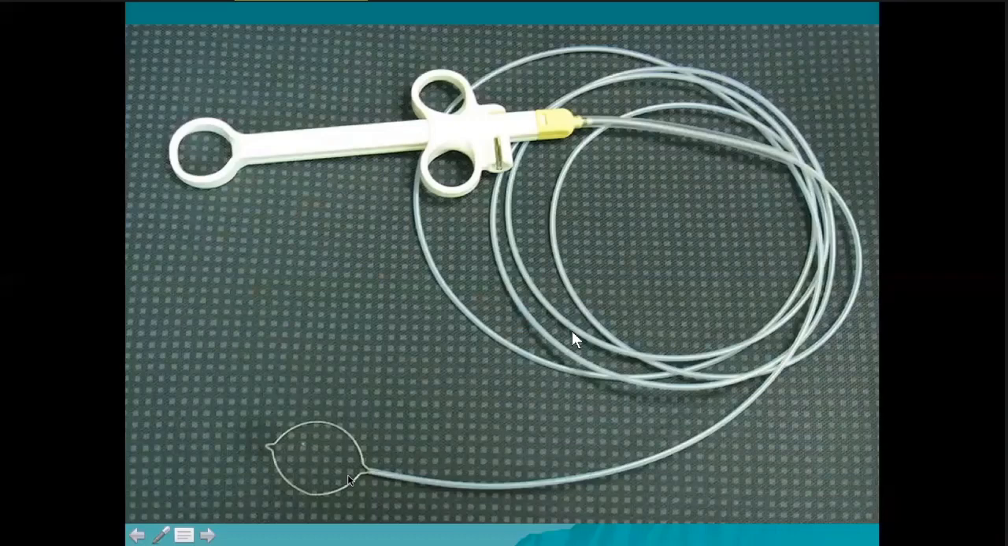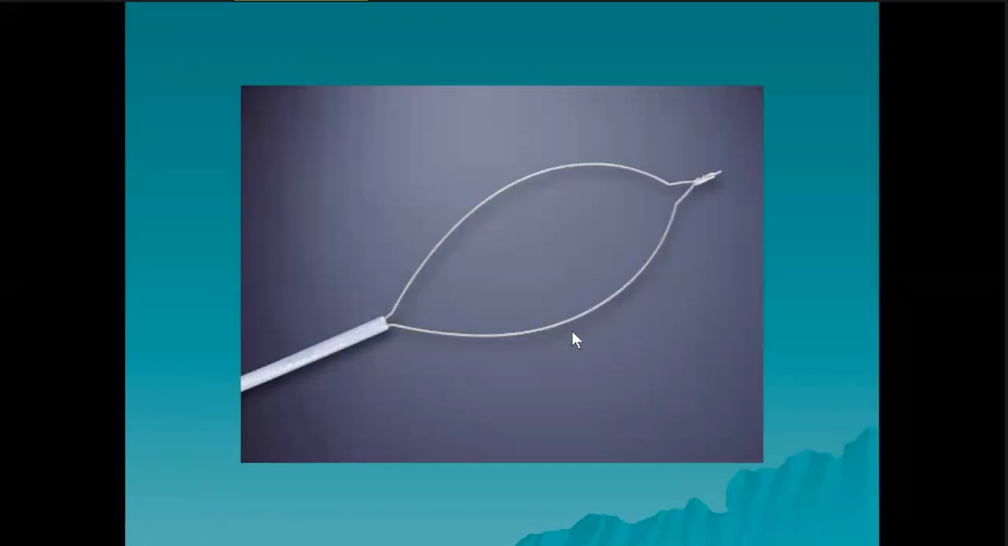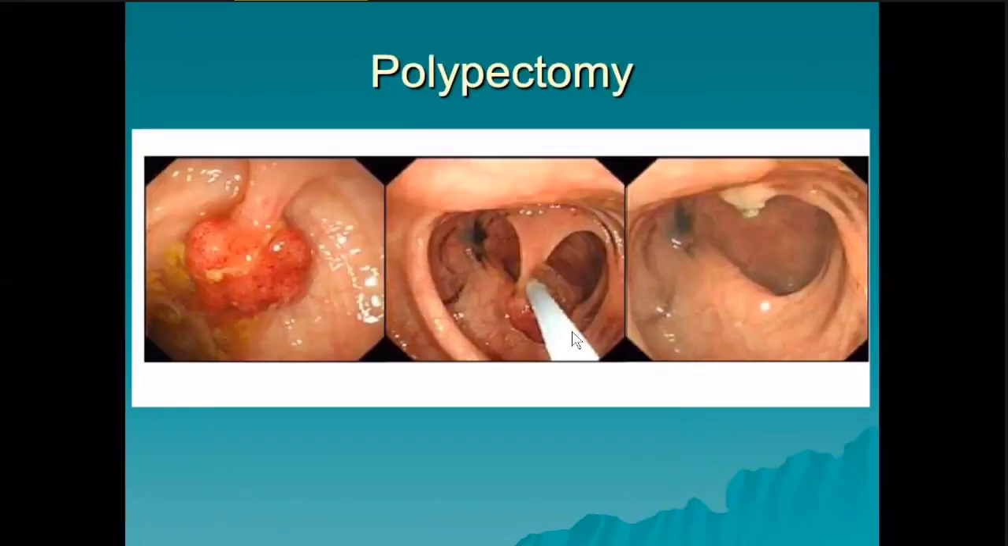noose-like thing. So what you do is you get round the polyp, and then tighten it, and then apply a current, using diathermy, to cut the polyp. And when the polyp is cut, it looks like this. Because we are not sure which polyps can turn malignant, all adenomatous polyps are excised in this manner during colonoscopy.